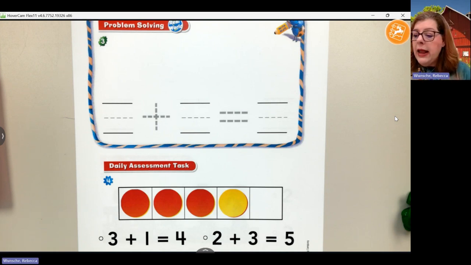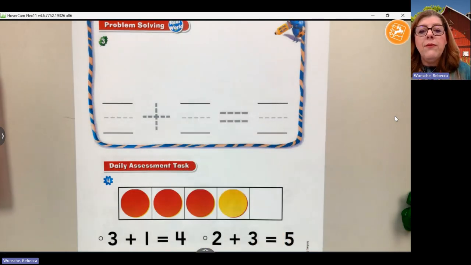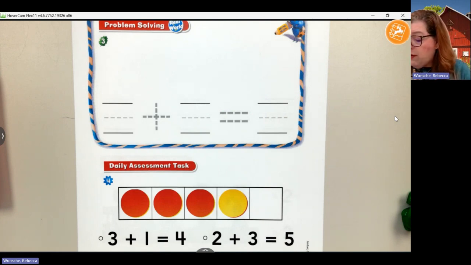First thing we're going to look at is a blank problem from our Go Math book, and there's a script that goes with it. So as a teacher, I would first read the script. 2 sheep are in a pen. Then 2 sheep are added to the pen. How many sheep are there now? Draw to show the sheep.